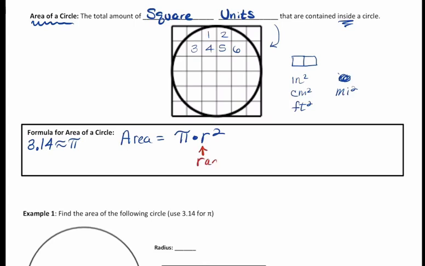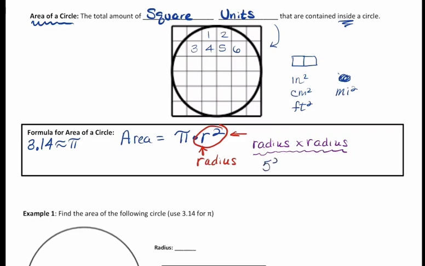R stands for the radius. So radius squared, what does that mean? That means radius times the radius. Hopefully as 7th graders, you understand now what squared means. You don't just automatically assume that squared means times 2. That's not what it means one bit. Remember, squared means multiplying by itself.